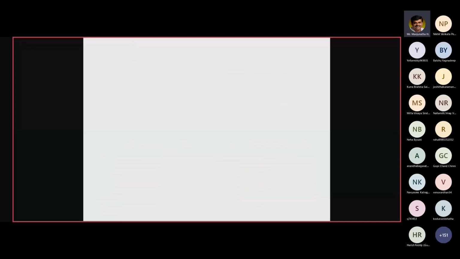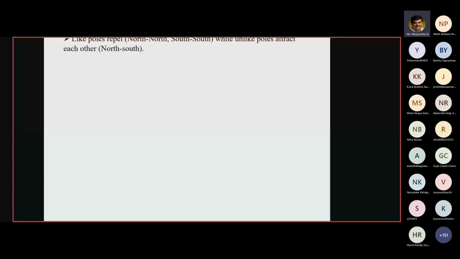So let us go to the next. These are all things you know. Then this property came into picture: they observed that if like poles are brought nearer, they repel. South and south repel, north and north repel. And unlike poles attract. See, long back itself, they observed all these things, but they were not able to explain them. That's it.